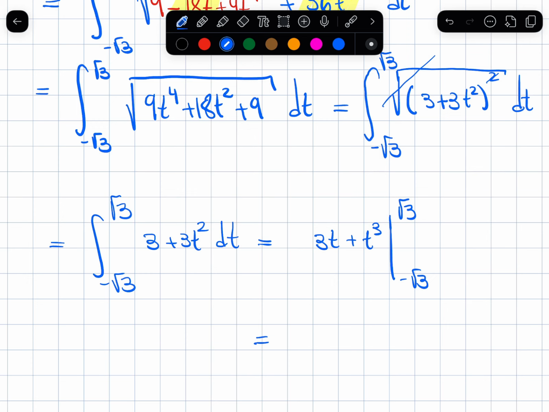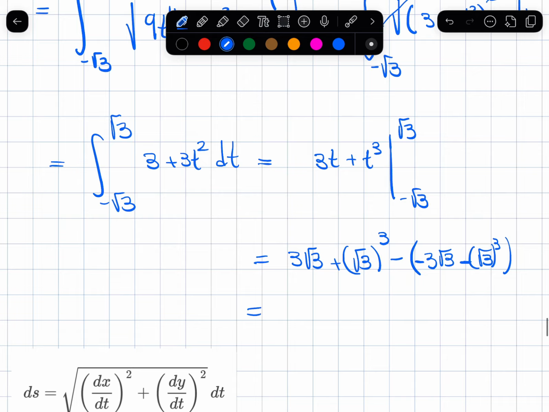And now this will be 3 root 3 plus root 3 cubed minus 3 negative root 3 minus root 3 cubed, like this. So this negative and this negative are going to cancel, but I think I can write everything as a power of 3 first before doing that.